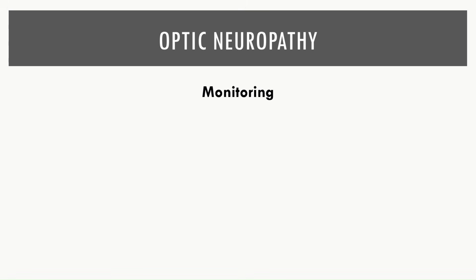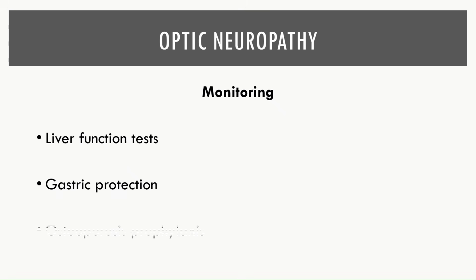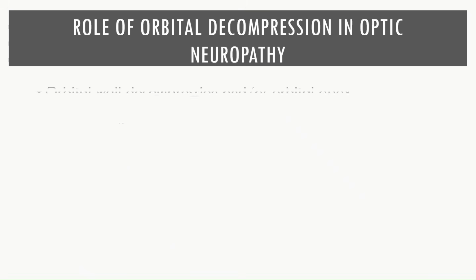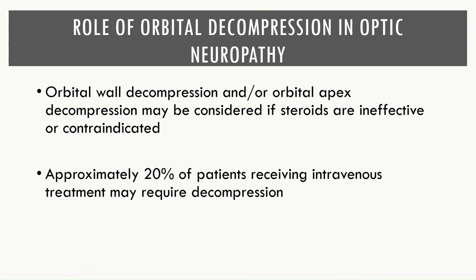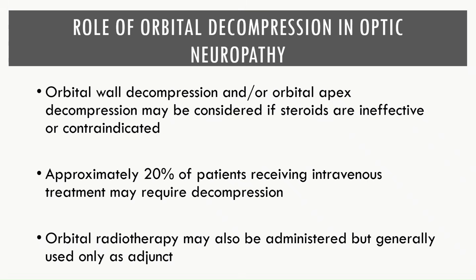Appropriate monitoring should be instituted, including liver function tests as well as gastric protective treatment and osteoporosis prophylaxis if necessary. Orbital wall decompression or orbital apex decompression may be considered when steroids are ineffective. About 20% of patients receiving intravenous steroids require decompression. Orbital radiotherapy is generally used only as an adjunct.